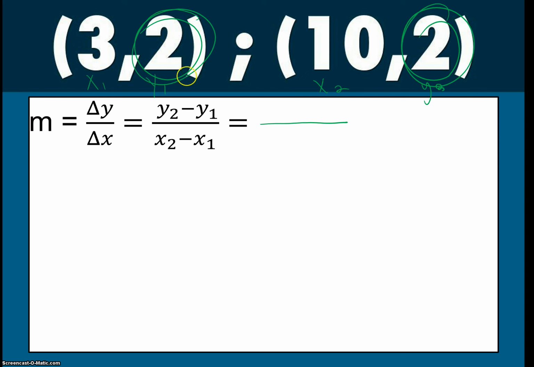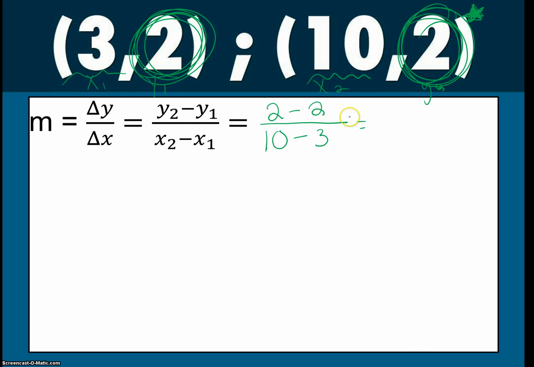So I'm going to do this one first, or this one first. It doesn't matter as long as you stay in order. So let's start with the one on the right. So 2 minus 2 over your x values. So you go with the one you started with. I started with this pair over here. So I'm going to start with the 10 minus the x value on the other side, the 3.